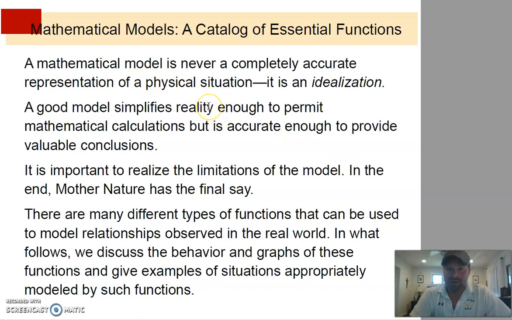Now remember, there's always error involved in mathematical modeling. There's always error involved in a situation in which we are estimating. So a good model simplifies reality enough to permit mathematical calculations, but is accurate enough to provide valuable conclusions. It's important to realize the limitations of a model: in the end, Mother Nature has the final say.